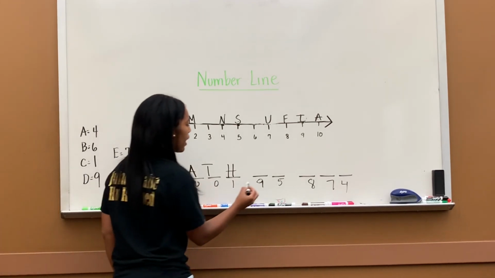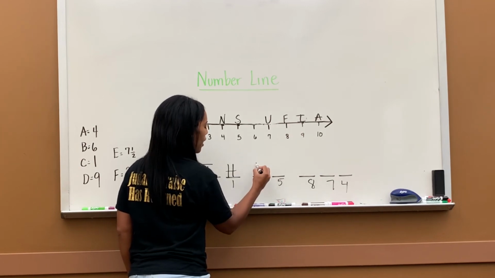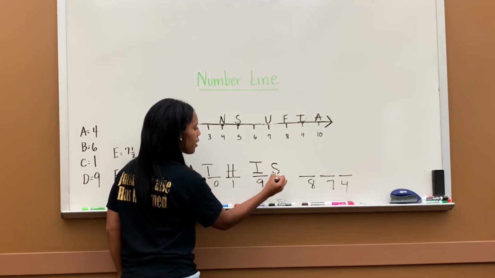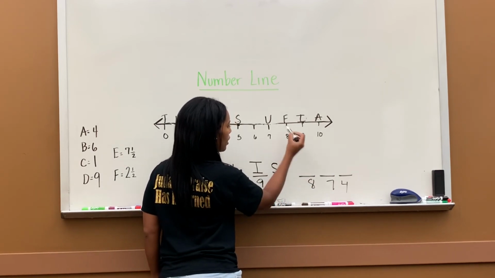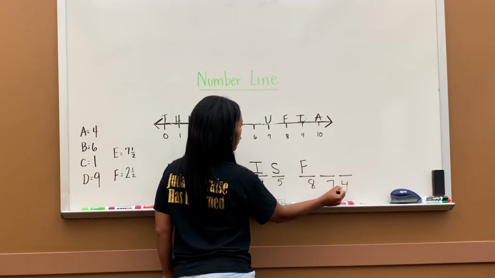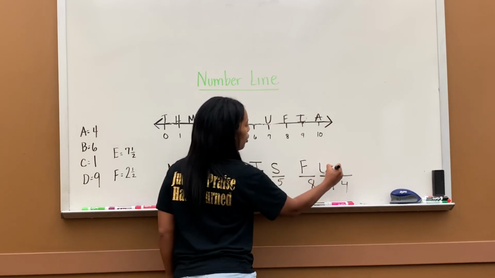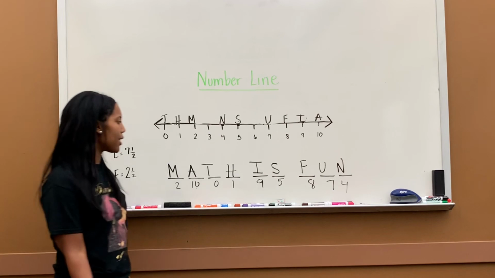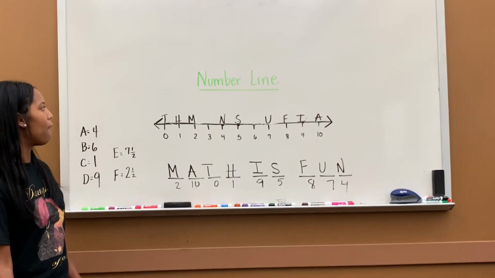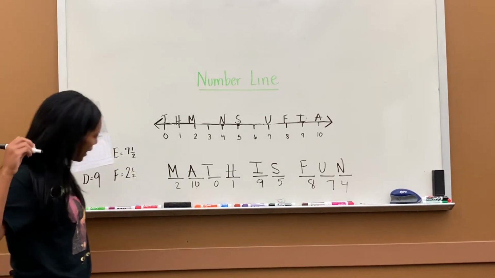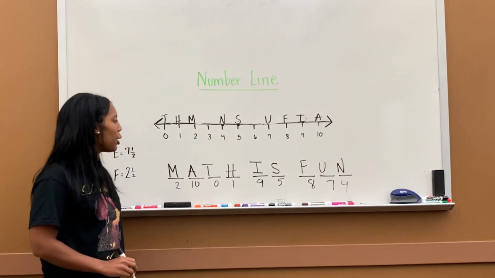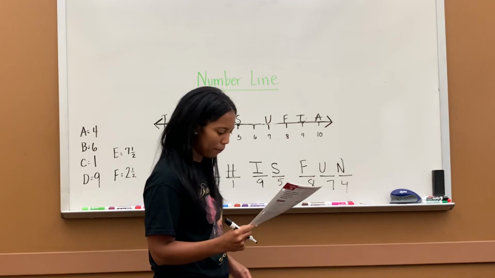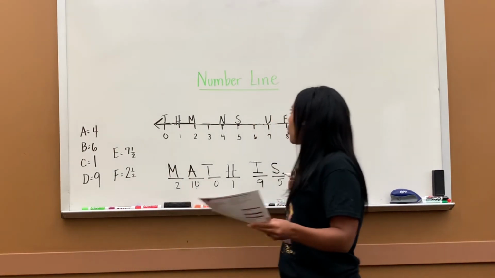Let's keep going. 9, what's our letter? I. 5, what's the letter? S. 8, what's the letter? F. 7, U. And 4, letter N. So we cracked the code. What does it say? Math is fun. So we just use this number line to help us know what this phrase wanted to say, which was math is fun. All right, so that is how we write a number line.